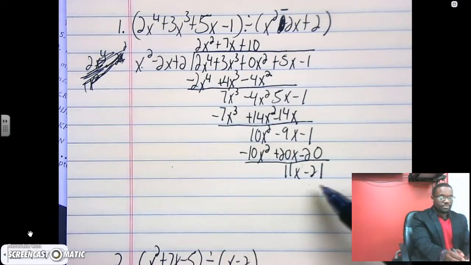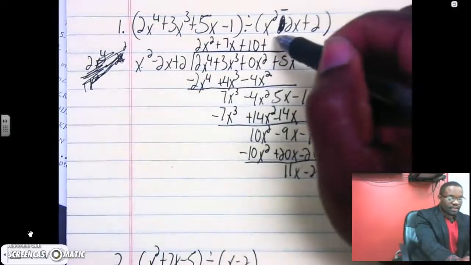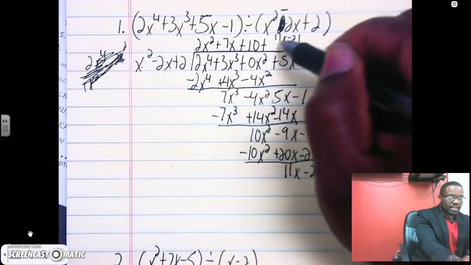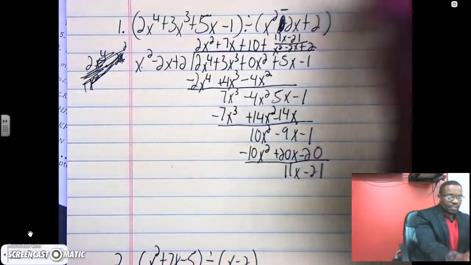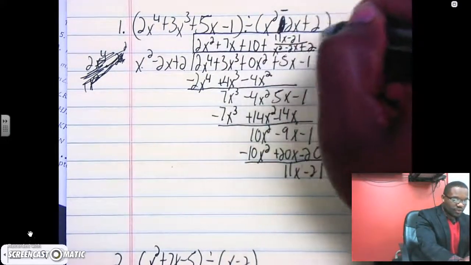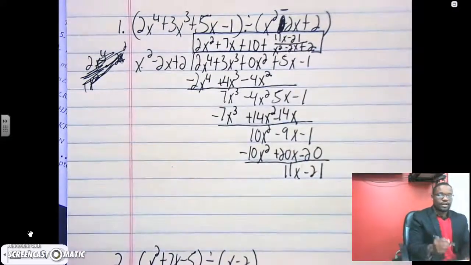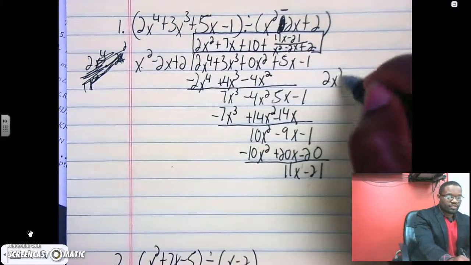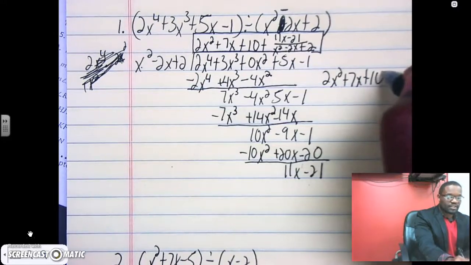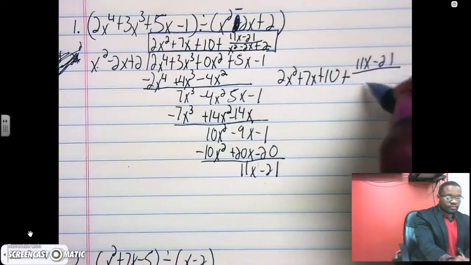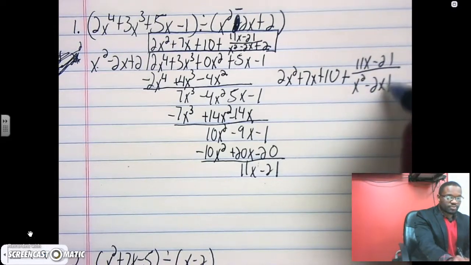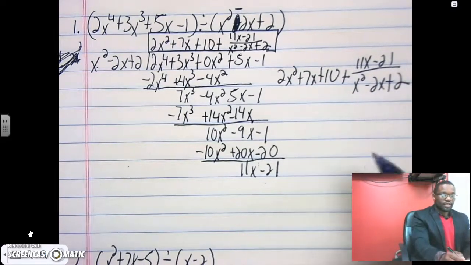So the answer is completed by taking your remainder, 11x minus 21, and putting it over your divisor, x squared minus 2x plus 2. I know that's kind of small, but this is your answer. All right, so just to be clear, if you can't see that, that's 2x squared plus 7x plus 10 plus 11x minus 21 over x squared minus 2x plus 2. All right, so that is number 1.